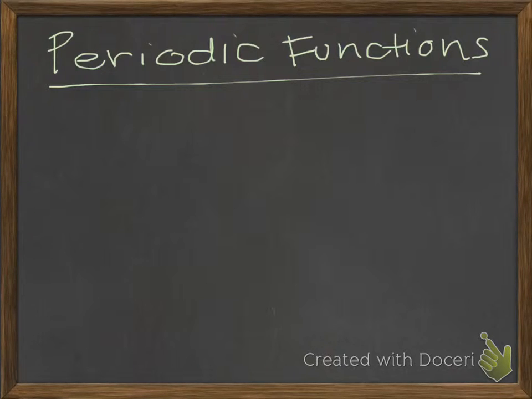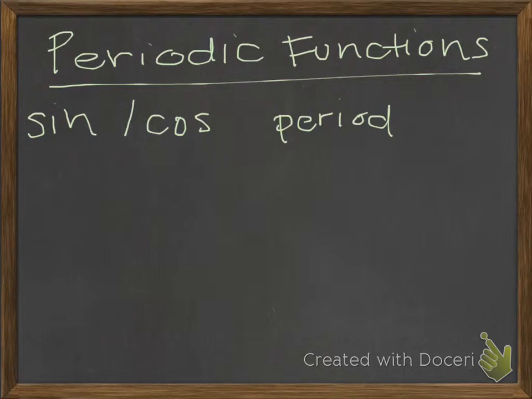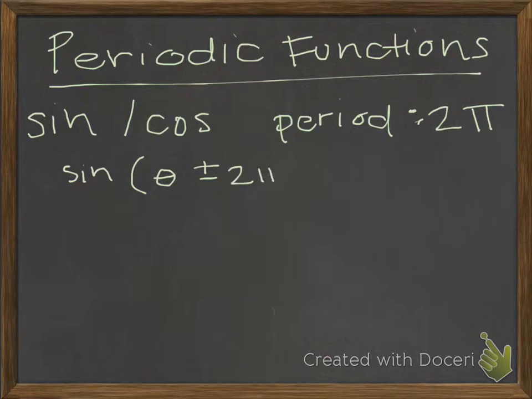So the sine and cosine functions have a period of 2 pi. So what this means is if I have sine of an angle and I can either add or subtract 2 pi, it's the same as sine of the original angle. So remember that whole idea of coterminal. This just allows us to get the angle to be a little bit smaller.